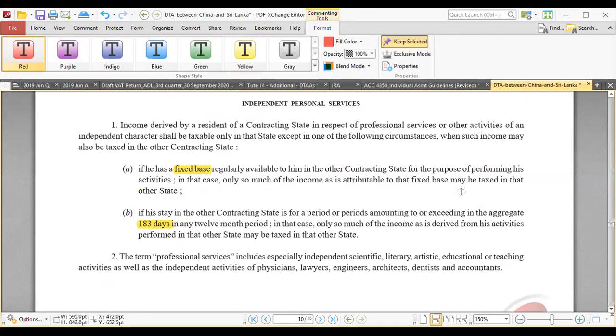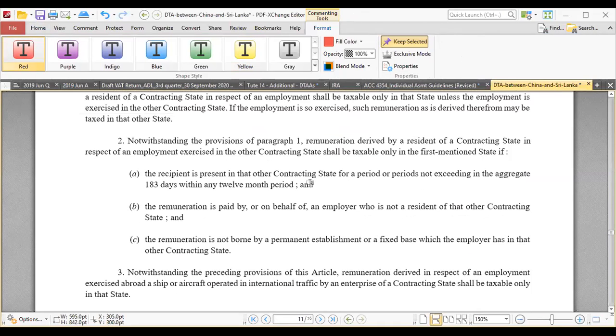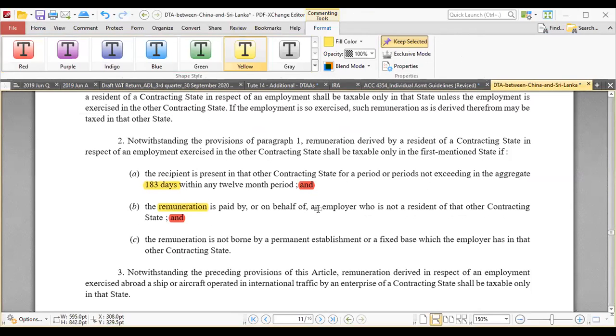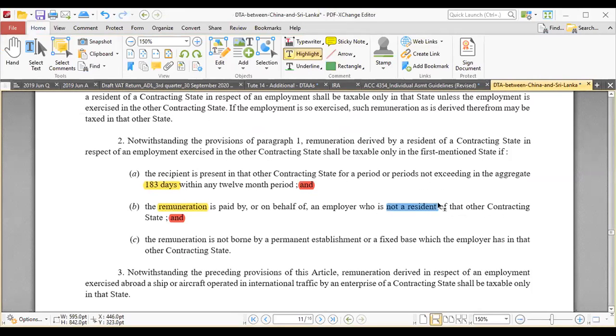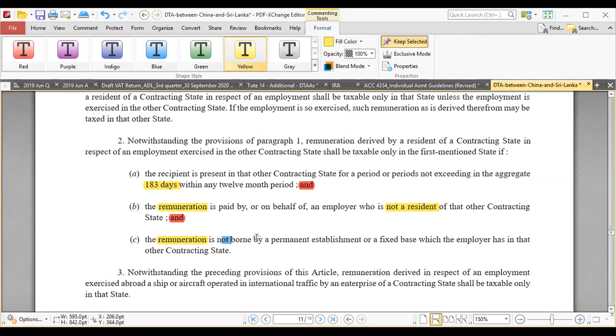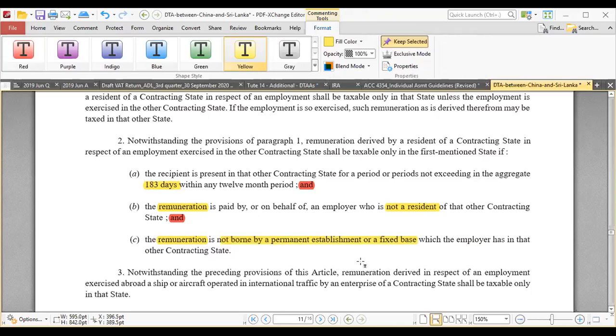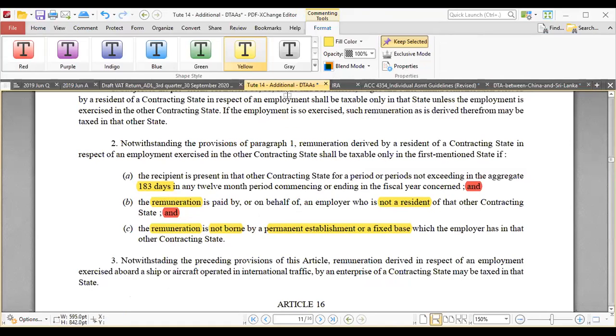When it comes to China, also "and" is important. Then 180 days, the remuneration not paid by a resident, the remuneration not borne by a PE or fixed base. So those things are there. If all the conditions are satisfied, then that person may be taxed in India or China. If there is a single condition breach, then definitely that person is taxed in Sri Lanka. Is it clear?